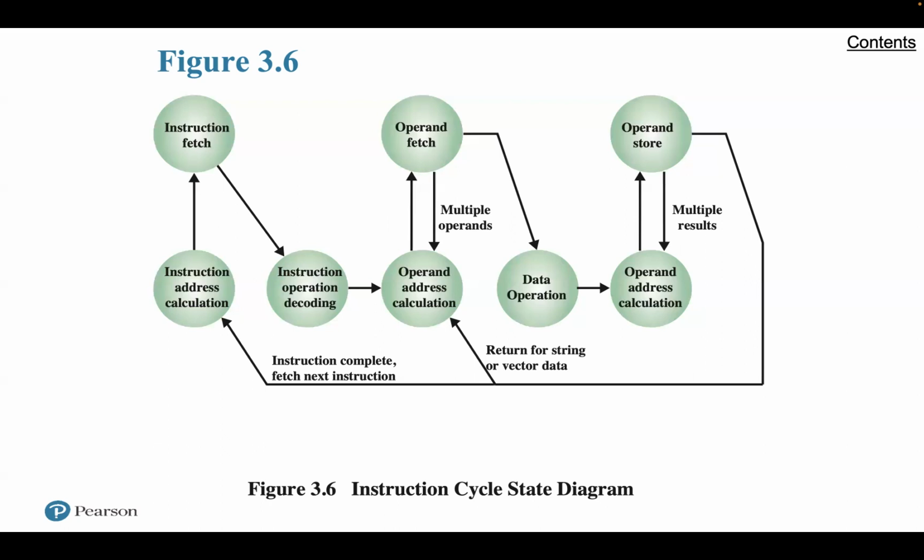If the operation involves reference to an operand in memory or available via I/O, then we want to determine the address of the operand. We have the operand fetch, fetch the operand from the memory or read it in from I/O. We have the data operation, which performs the operation indicated in the instruction. And then we have the operand store, write the results into memory or out to I/O.